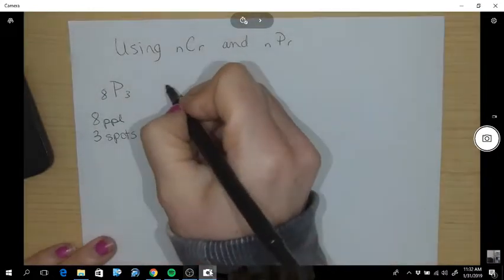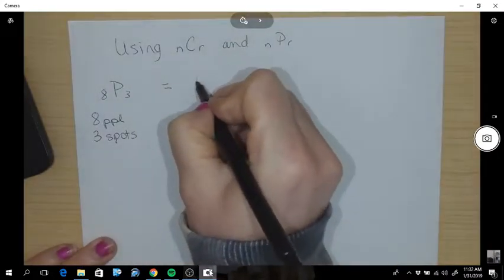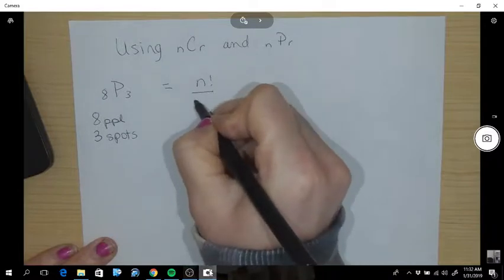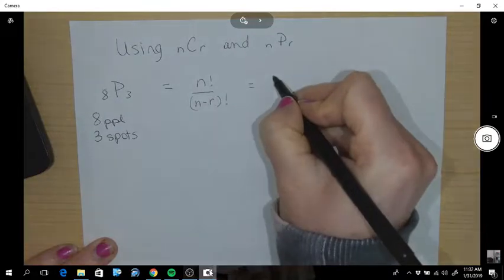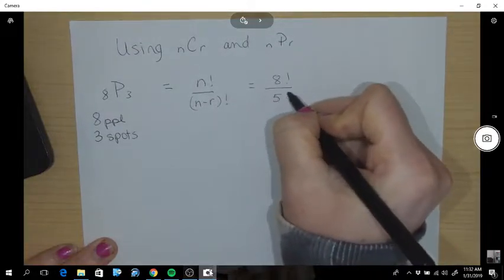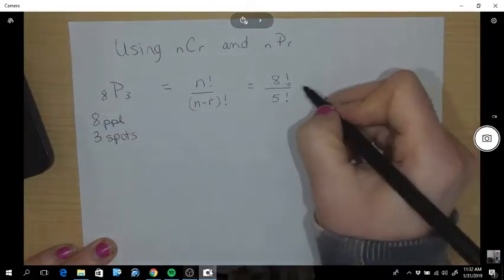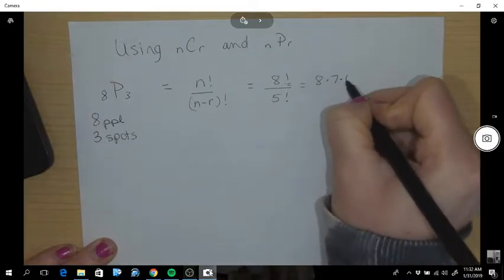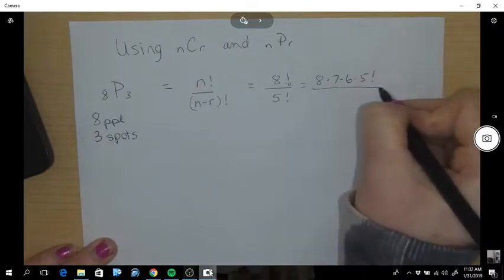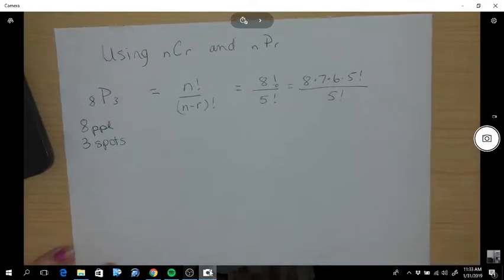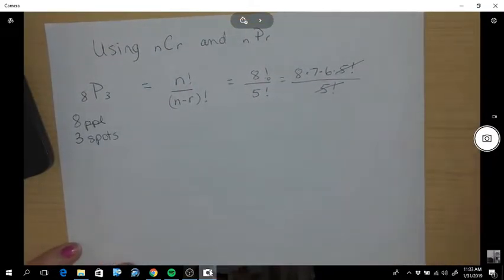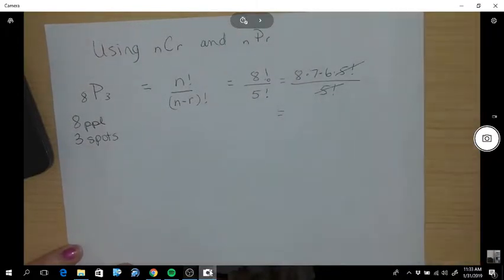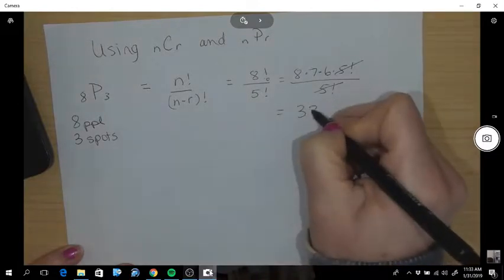Okay, so the formula again is n factorial over n minus r factorial. So that'd be 8 factorial over 5 factorial. So when we expand this, 8, 7, 6, 5, etc. And you can understand that the 5, 4, 3, 2, 1 cancels the 5, 4, 3, 2, 1. So you get 8 times 7 times 6, which is 336 ways.